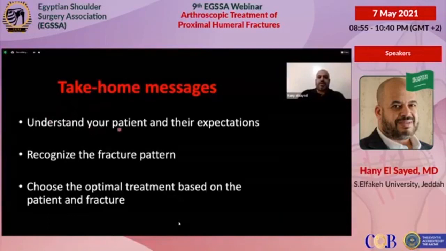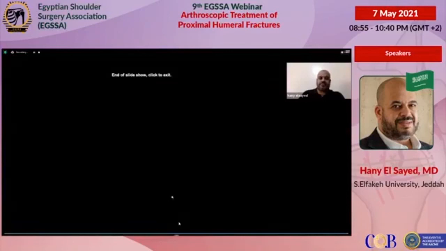So our take-home message: we need to understand our patient, who the patient is, what his expectation is and what his bone quality is, recognize the fracture pattern and the deforming force, and choose the optimal treatment based on the patient and fracture. And thank you.